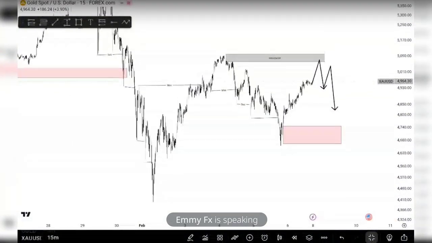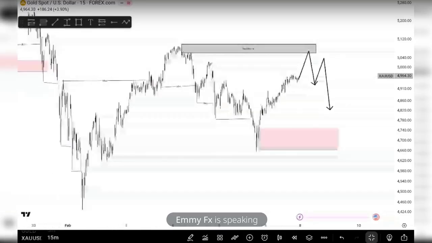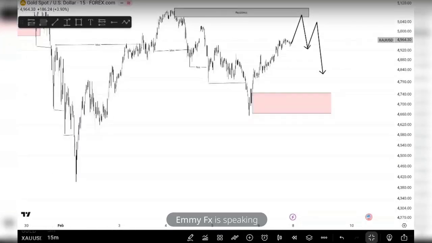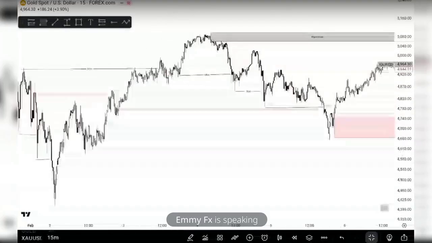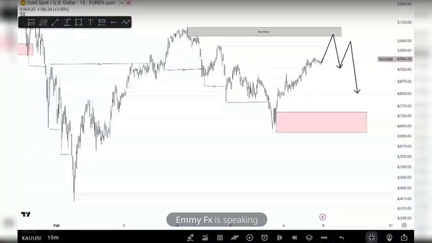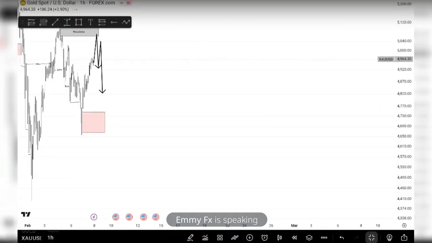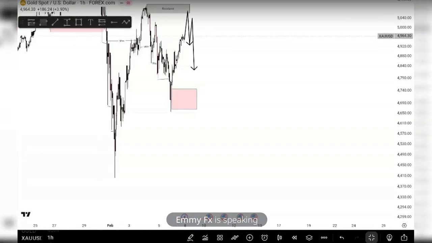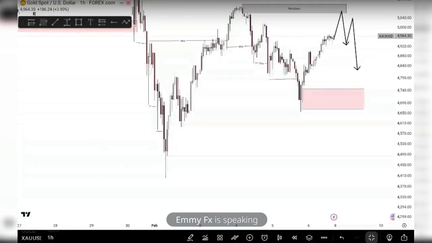Also, this buy setup here is looking like liquidity, in which price is going to clear out. Let me look at the 1 hour time frame to confirm something. In the 1 hour time frame, actually, I don't like that zone.